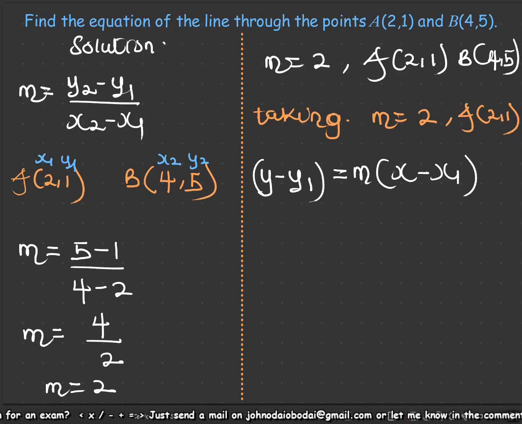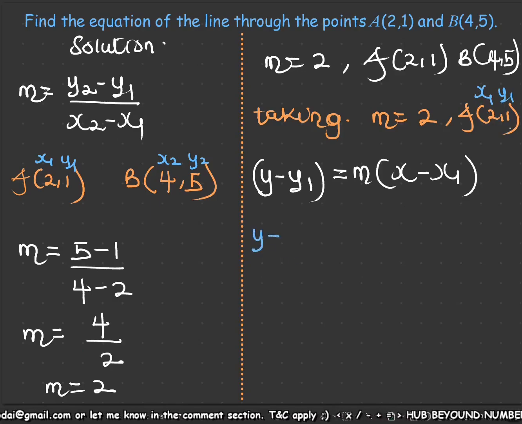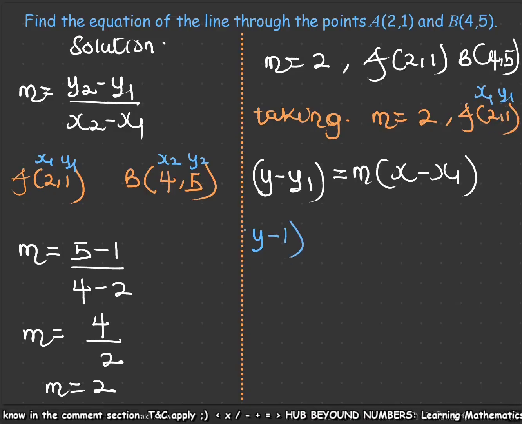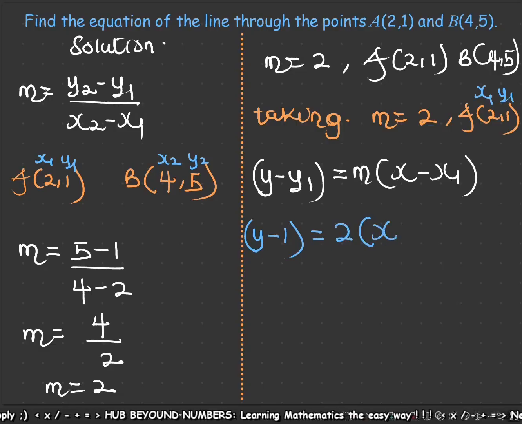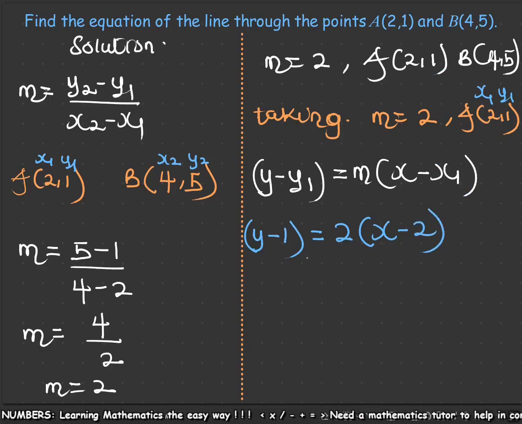And per the point we have taken, x1, y1 is going to be what? 2, 1. Hence, substituting, we have our y minus y1. y1 is what? 1. So y minus y1 being equal to your m, which is 2. So 2 into bracket x minus x1, which you have said to be what? 2, because you are taking this point over here. So minus 2. And we are trying to now simplify to make y the subject.